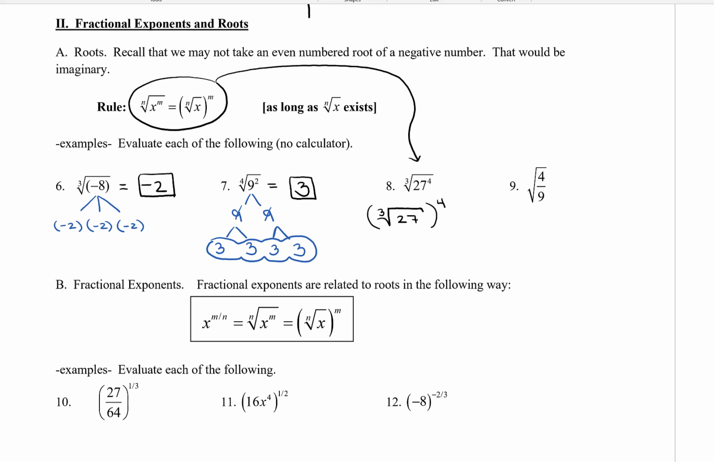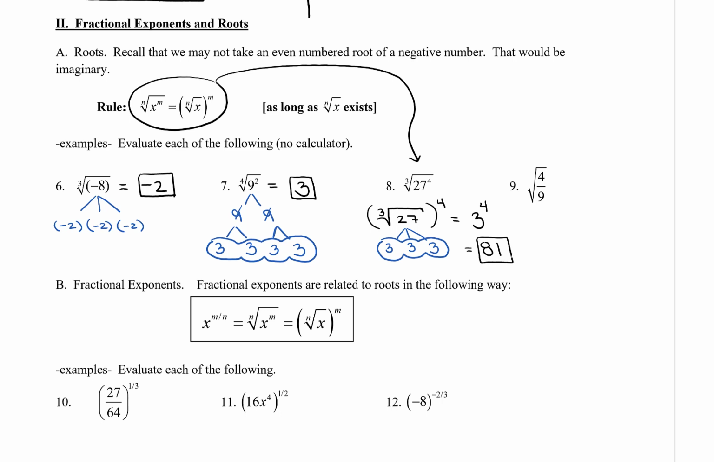27 has 3 factors of 3 within its prime factorization. So I can go ahead and I can factor that 27 out, draw a cloud around the 3 factors of 3. And that way I know that I can take the cube root. Cube root of 27 is just 3, and then I just raise 3 to the 4th. So 3 raised to the 4th power, that's going to be equal to 81. And I'm going to put a box around that answer.